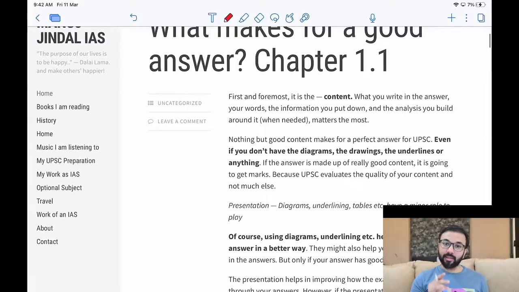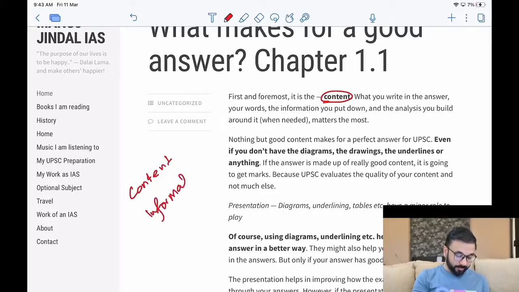There is a simple answer to that, which is content. Content and the information that you are providing in the answer of UPSC that you are writing in that 150 or 250 words, that is the most important thing.